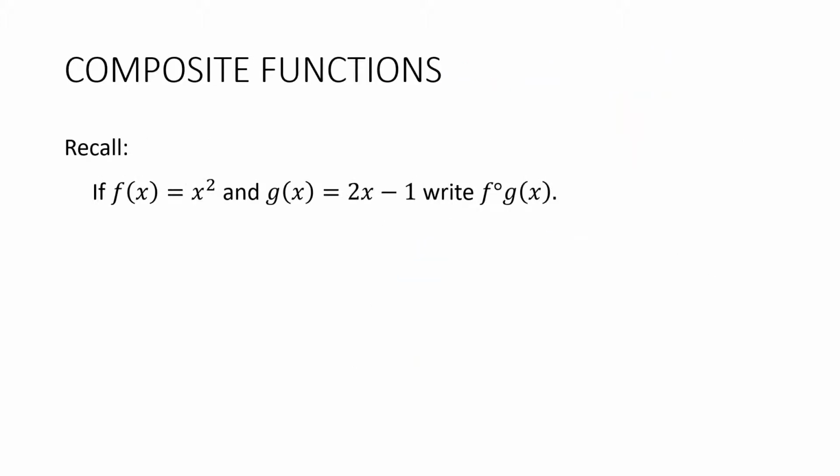So recall, if f of x is equal to x squared and g of x is equal to 2x minus 1, let's write f of g of x. Do you remember this? So f of g of x is actually written like that, or can be written like that, where we put the g of x inside the f of x. Can you see where I'm going with this? So it's 2x minus 1 all squared. It's a function inside another function. So the chain rule is actually used for composite functions.